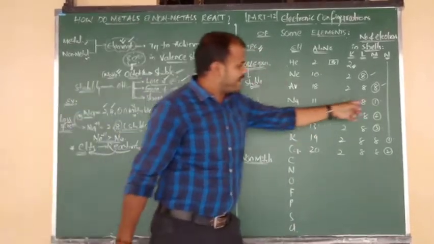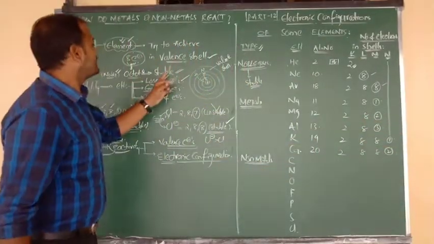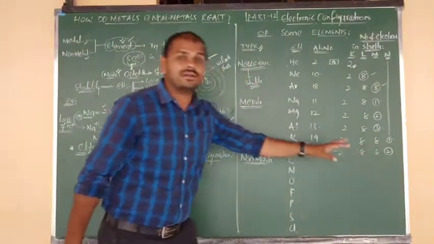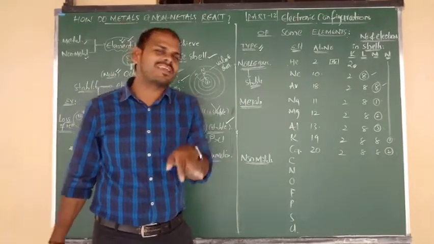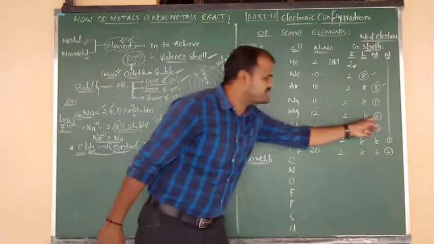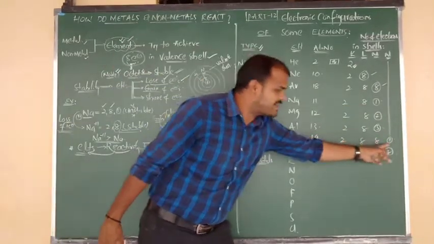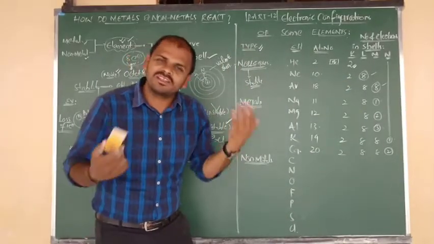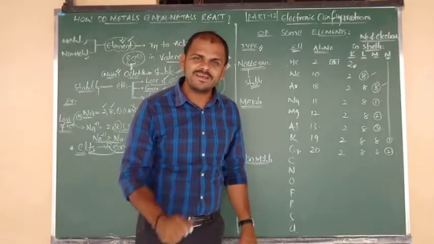So metals always have the tendency to lose electrons. After the loss of electrons, they get a stable octet configuration. So by the loss of electrons, metals have a positive tendency, and a metal can change into cationic form, like Na becomes Na+1, Mg becomes Mg+2, Al becomes Al+3 by losing 3 electrons, K becomes K+1 losing 1 electron, and Ca becomes Ca+2 losing 2 electrons. After the loss of electrons, they get octet configuration, meaning stable configuration. Understood? Good.